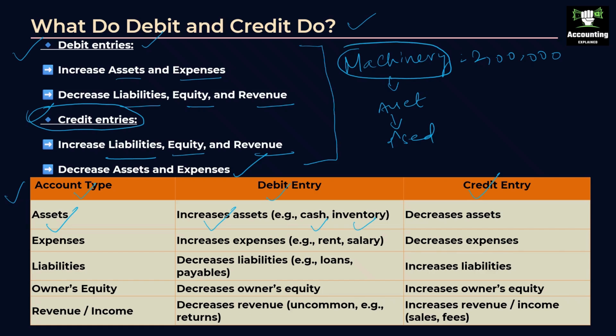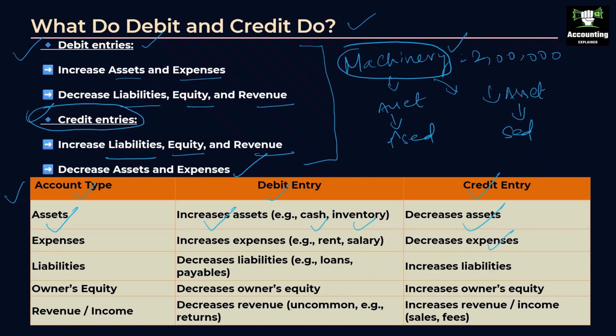Next, decrease in asset. When there is decrease in asset, then it has to be credited. Suppose you're going to sell the same machinery. In that case, what will happen? Your asset value is going to be decreased. If there is decrease in the asset value, then we have to credit it. So while selling, the machinery has to be credited.